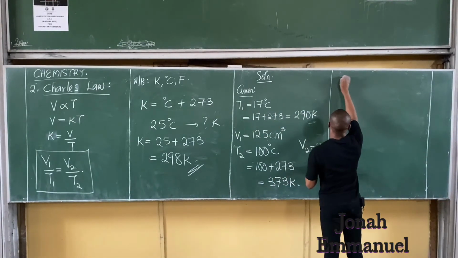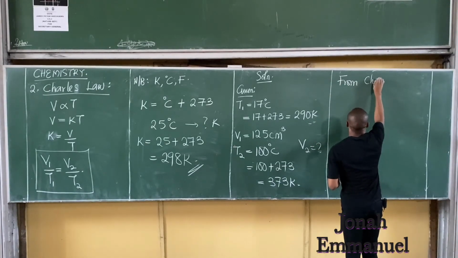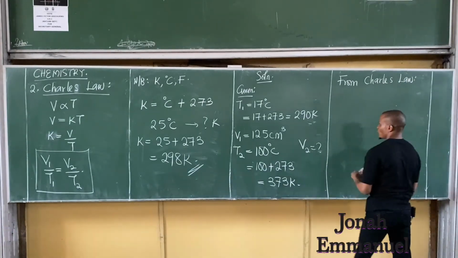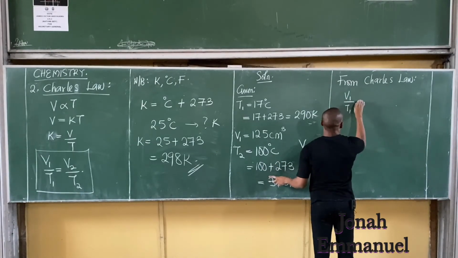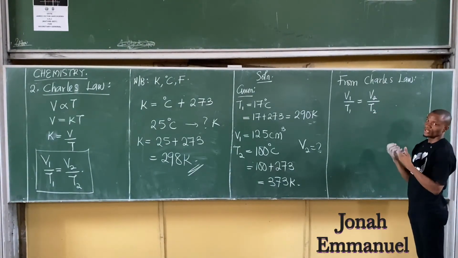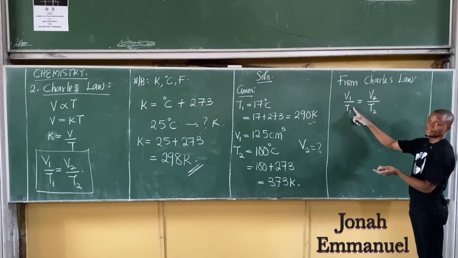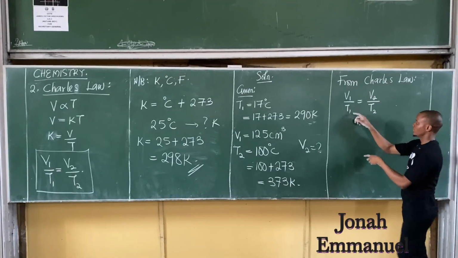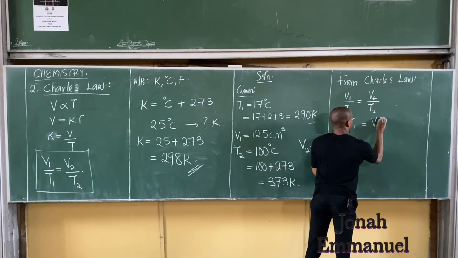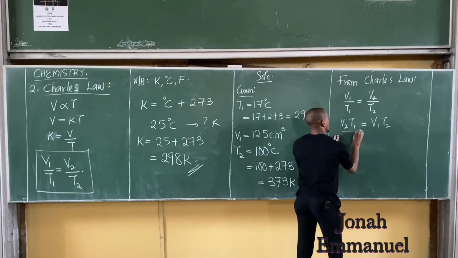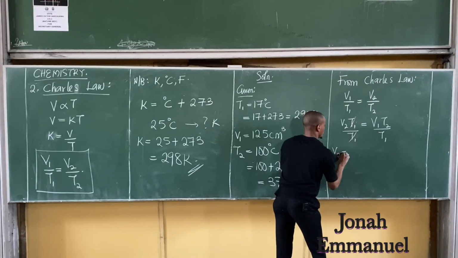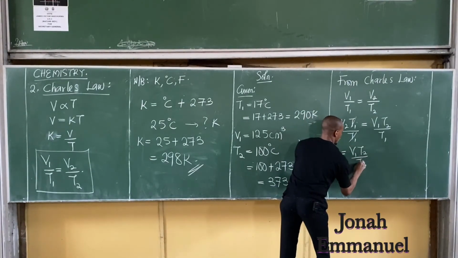From Charles' law, V1 over T1 is equal to V2 over T2. I'm asked to find V2. How do you find V2? Cross multiply: V2 T1 is equal to V1 T2. To get V2, divide by T1. This cancels this, meaning V2 is equal to V1 T2 over T1.